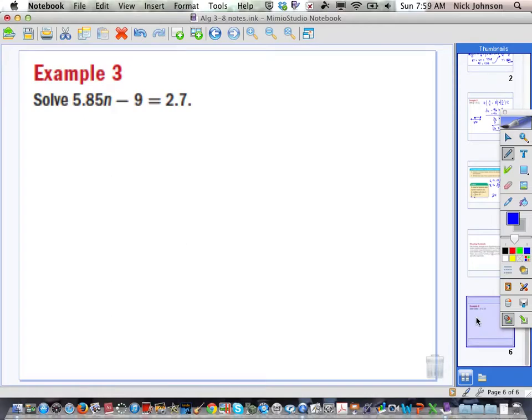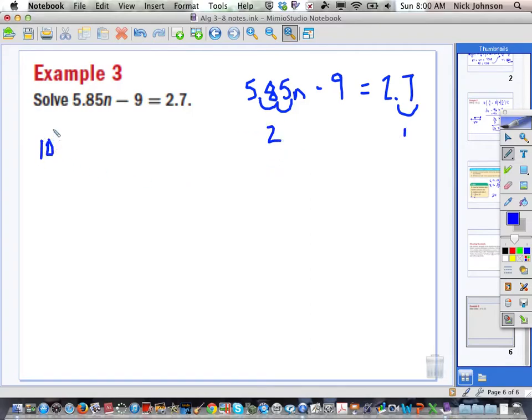So if you look at example 3, it says solve 5.85n minus 9 equals 2.7. Well, we have to see what's the biggest power of 10 that has to happen in this equation. If you look at this one, it only needs to be moved once. However, this decimal needs to be moved twice. So our biggest power is going to be 2. Okay, so what's 10 to the second power? Well, 10 to the second power is 100. So I have to multiply both sides by 100.